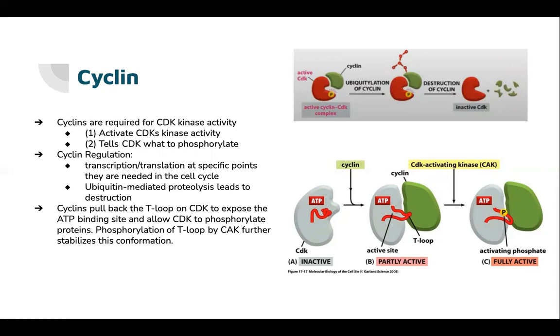Ubiquitin-mediated proteolysis leads to their destruction. Cyclins pull back the T-loop on CDK to expose the ATP binding sites, and that is what allows CDK to phosphorylate the proteins. So it goes back to the idea that when something gets phosphorylated, it changes shape and reveals something else for the next step to happen.